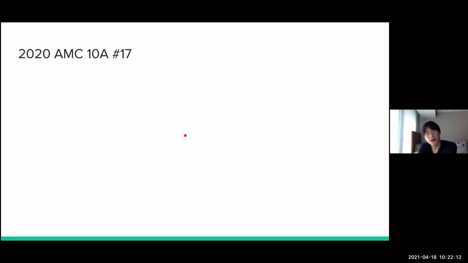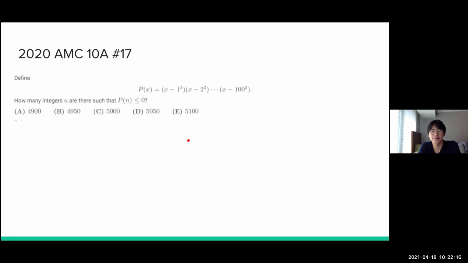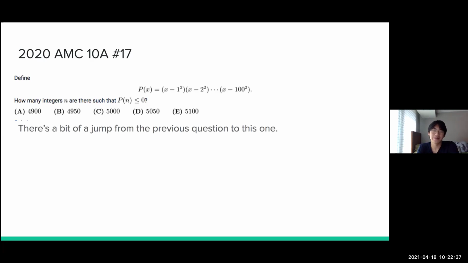However, a more common sort of polynomial question would look like this, the 2020 AMC 10A number 17 question. If a function is defined as p of x equals (x minus 1) squared times (x minus 2) squared all the way up to (x minus 100) squared, how many integers n are there such that p of n is less than or equal to 0? Again, I'll just give you guys a second. But it's important to note that there's a pretty big jump in difficulty from the previous question to this one.